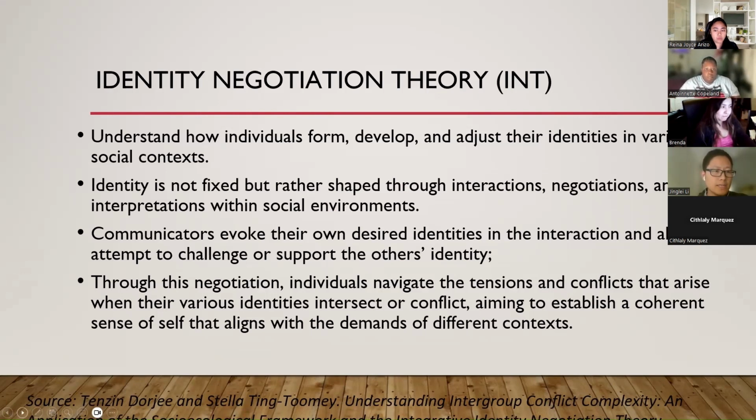So during the identity negotiation, communicators invoke their own desired identity in the interaction and also attempt to challenge or support the other's identity. So individuals also navigate the tensions and conflicts. So during our interpersonal communication or negotiation process, some tensions and conflicts do happen. So individuals can navigate these tensions and conflicts, aiming to establish a coherent sense of self that agrees with different social contexts.